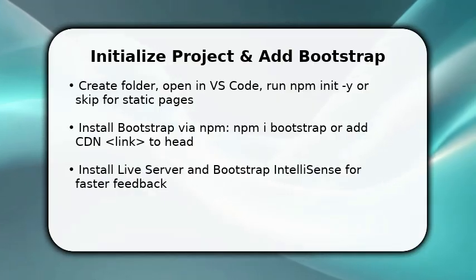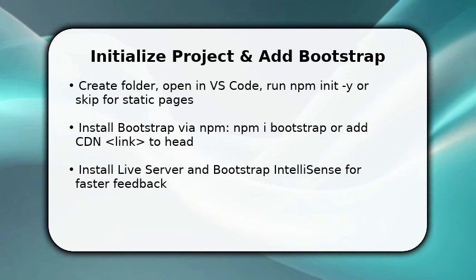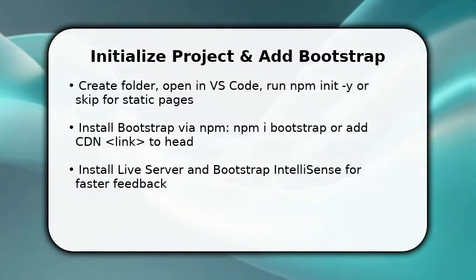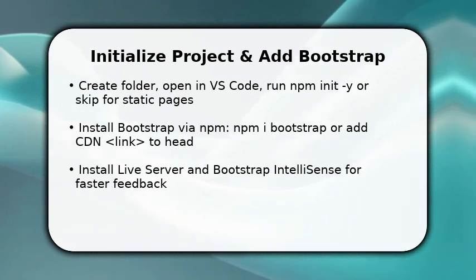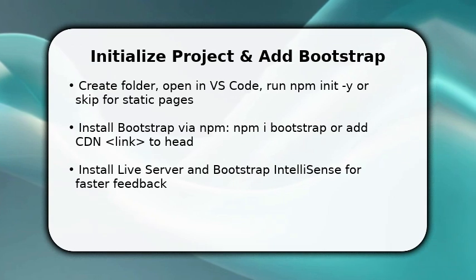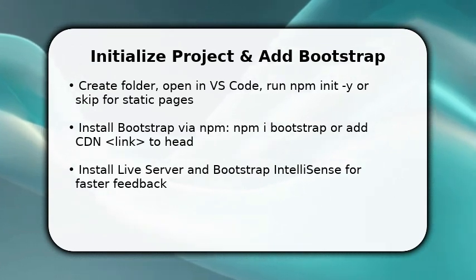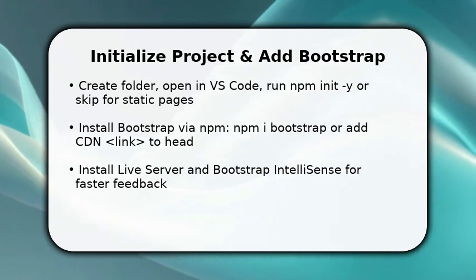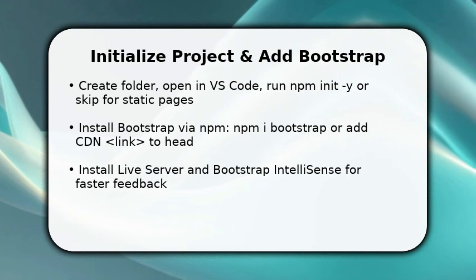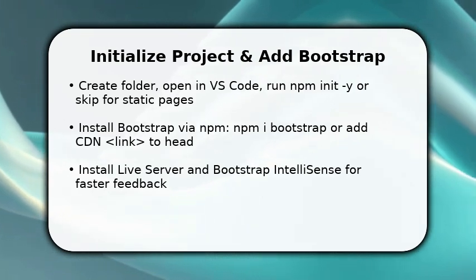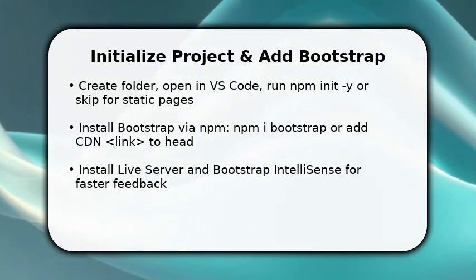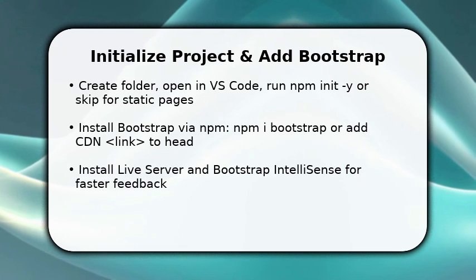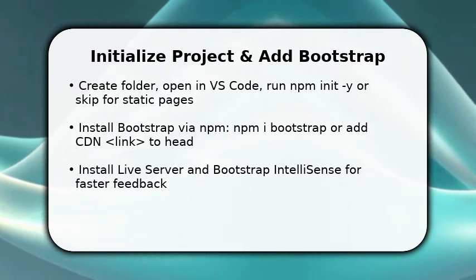You start by creating your project and opening it in Visual Studio Code so you can act immediately. Once done, install Bootstrap either with npm i bootstrap to manage versions or paste the CDN link in your HTML head for speed. Both work, but npm gives you control. Then add Live Server and Bootstrap IntelliSense extensions to speed iteration. This gives you instant reloads and class suggestions. Make sure the package installs complete before you continue to scaffold pages.